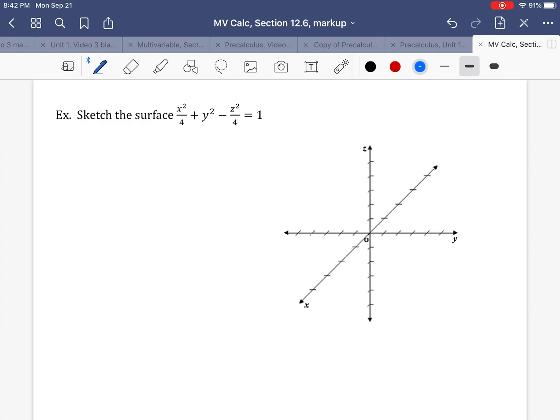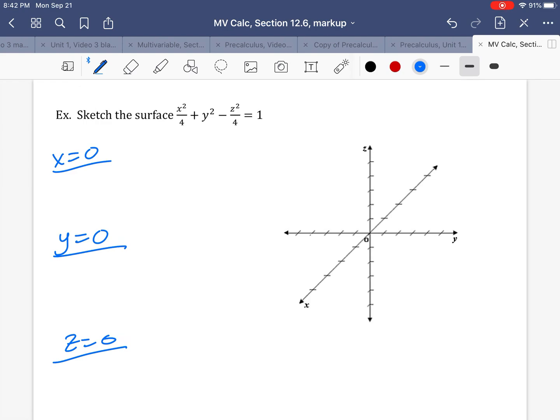So notice something weird, fishy is going on here. We have one of the variables negative. They're all squared. It's equal to 1. So I'm going to get some kind of parabolas and ellipses going on right here. So let's do our thing. X equals 0, y equals 0. These are our traces, and z equals 0.